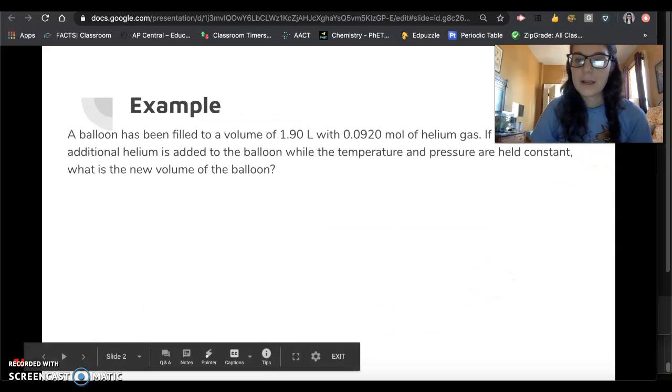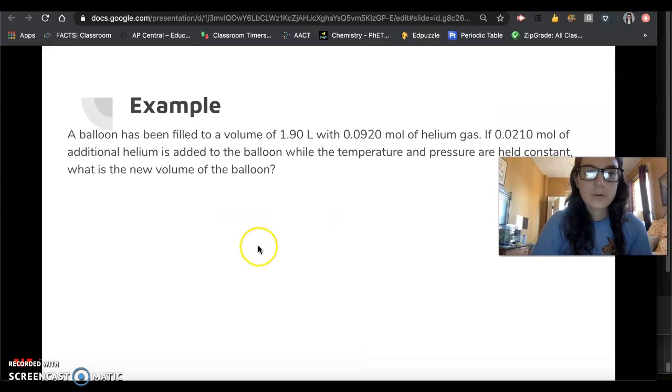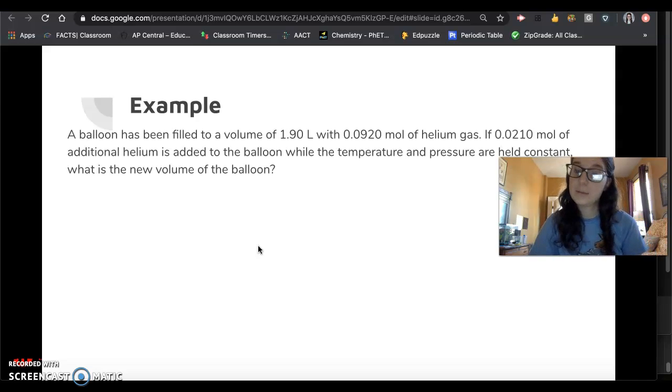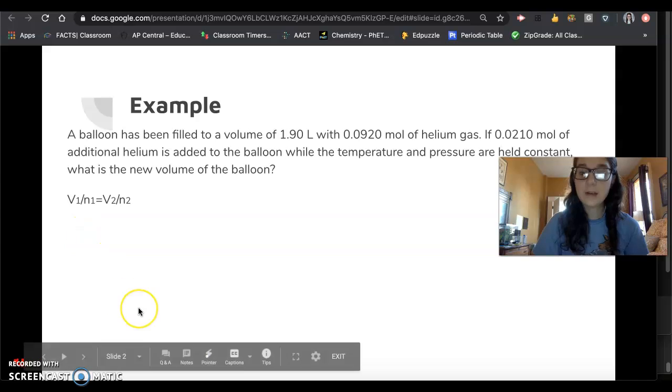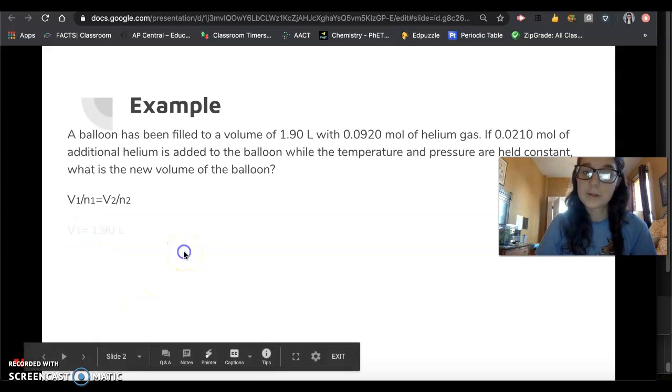Okay, so here we have another example. We have a balloon with 1.9 liters and 0.092 moles of helium gas. If we have 0.021 moles of additional helium added to that balloon, while the temperature and pressure are constant, what's the new volume of the balloon? So this is the relationship we are using. Pressure and temperature are both constant. Our volume and number of moles are changing.